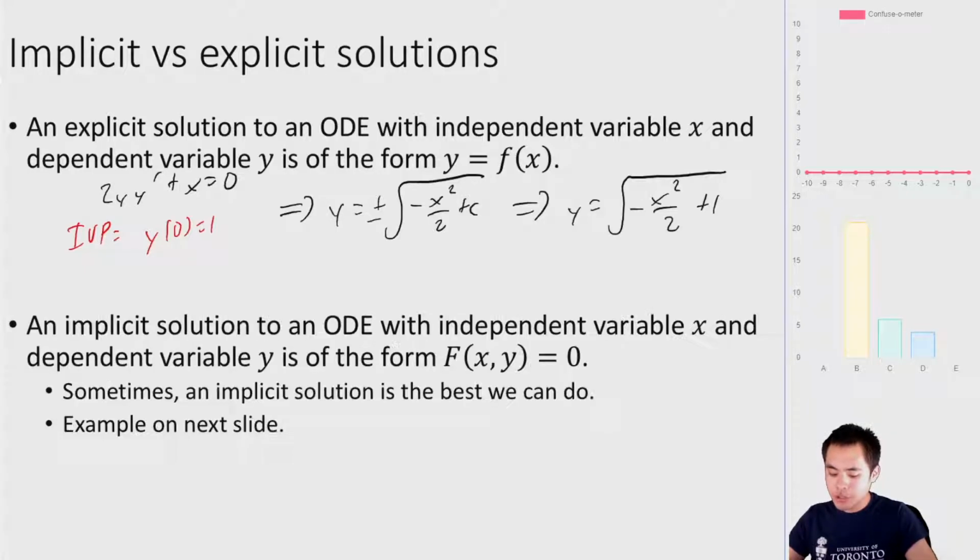You can't always do that, though. So an implicit solution to an ODE with independent variable x and dependent variable y is of the form some function of both x and y is equal to 0. And sometimes an implicit solution is the best we can do. And so I'm going to give an example of that.